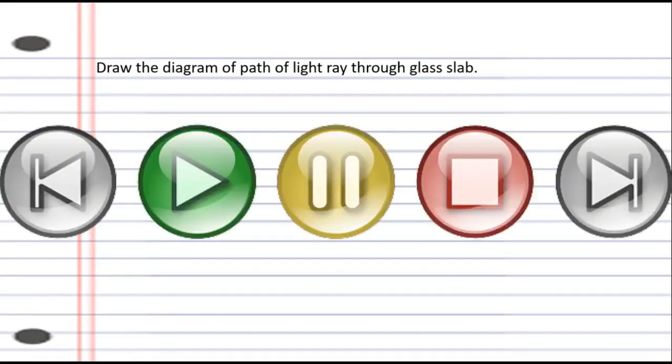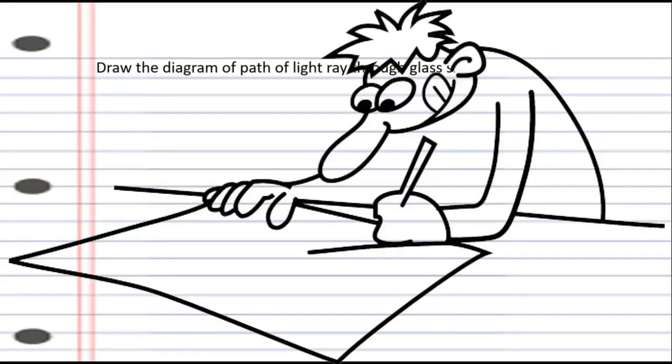Draw the diagram of the path of a light ray through a glass slab, and what we require is a ruled paper. I hope you will pause this video, bring your ruled paper and scale, everything that is required to draw, including a protractor, and continue as the video goes.